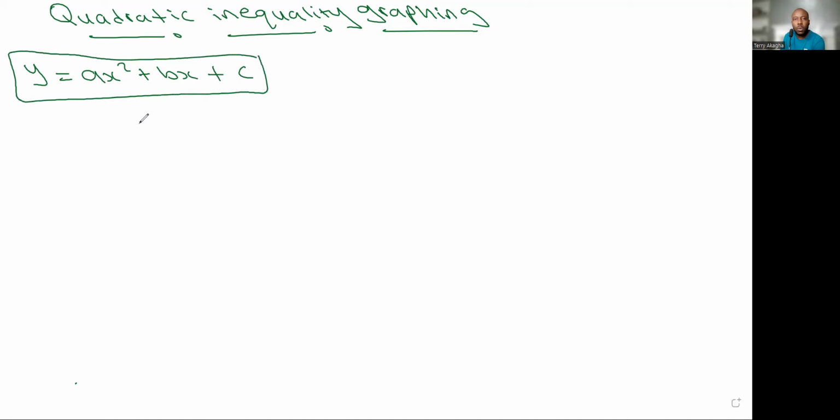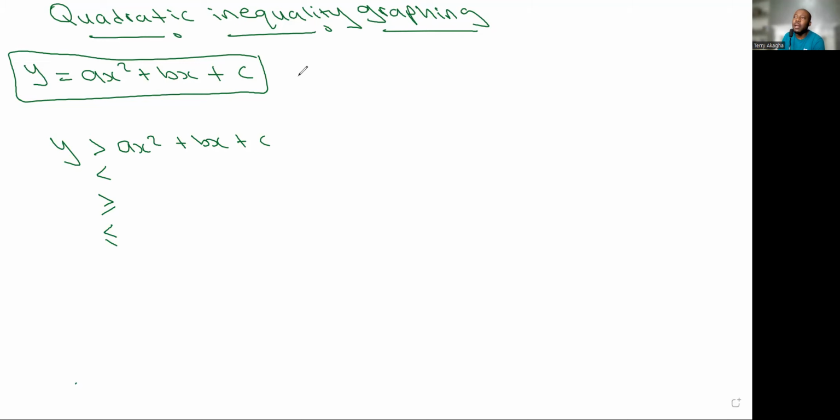But because we're talking about quadratic inequalities, it's going to be something like y is greater than ax squared plus bx plus c, or y is less than ax squared plus bx plus c, or it could be greater than or equal to, less than or equal to. So it could be any of these. And this form represents the region of the plane that will be bounded by the parabola or the graph.